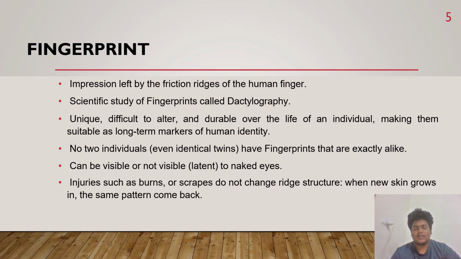Fingerprints are nothing but the impressions left by the friction ridges of a human finger. For example, consider holding a pen to write something onto paper. While you are holding a pen, the impressions left on the pen by the friction ridges present on the human skin, such impressions are known as fingerprints.